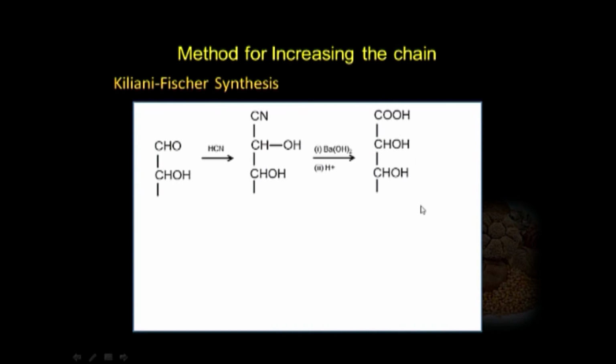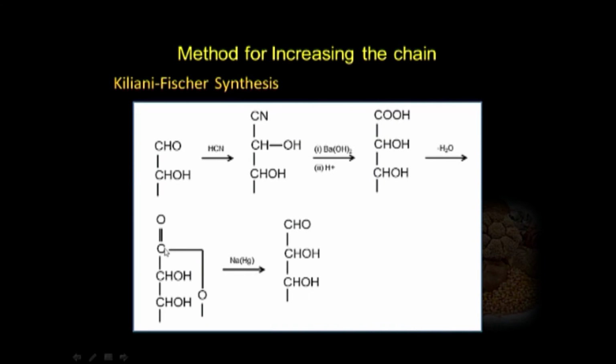Now, this carboxylic acid on heating loses a water molecule and forms the cyclic lactone. Obviously, this lactone is formed with the hydroxyl on any of the lower carbons. And then these cyclic esters or lactones, when they are reduced with sodium amalgam, one hydrogen will come to this carbon, this bond breaks and one hydrogen goes to this oxygen which becomes a hydroxyl group, and now this is converted into CHO. These two steps are the same as we have discussed earlier in epimerization also.